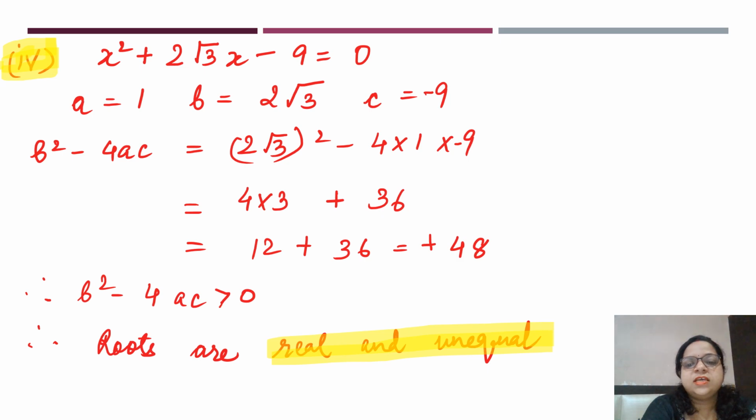b square minus 4ac is greater than 0. Therefore, the roots are real and unequal again, because 48 is greater than 0.